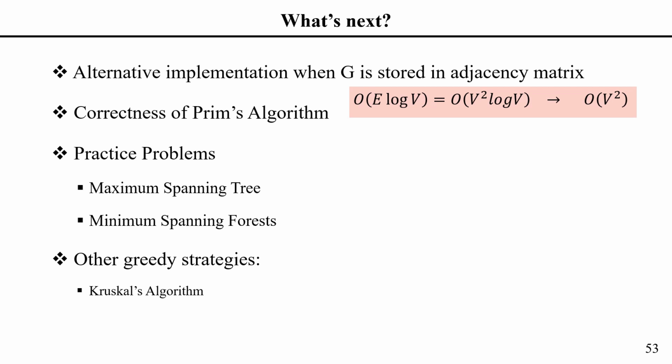To finish the minimum spanning tree topic, we also need to prove the correctness of Prim's algorithm, and we can also cover some practice problems like maximum spanning tree problem, where the goal is to find a spanning tree with maximum weight, or the minimum spanning forest problem when the input graph is not a connected graph. And lastly, we need to learn another greedy strategy for the minimum spanning tree problem, which is called Kruskal's algorithm, and do a comparison between Kruskal's and Prim's algorithm. That will be the whole minimum spanning tree topic.